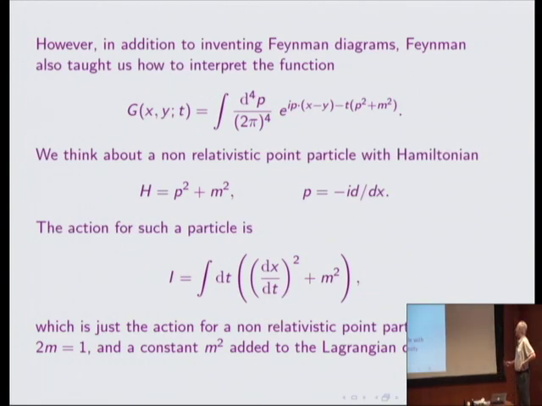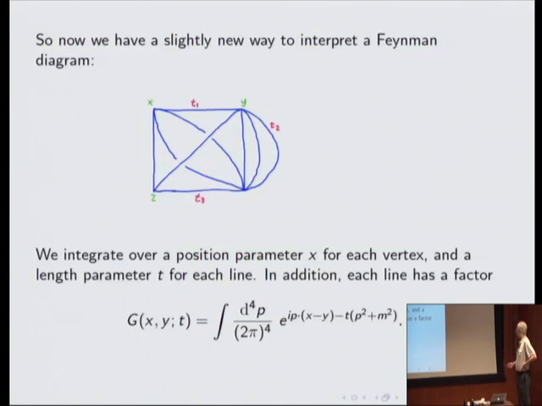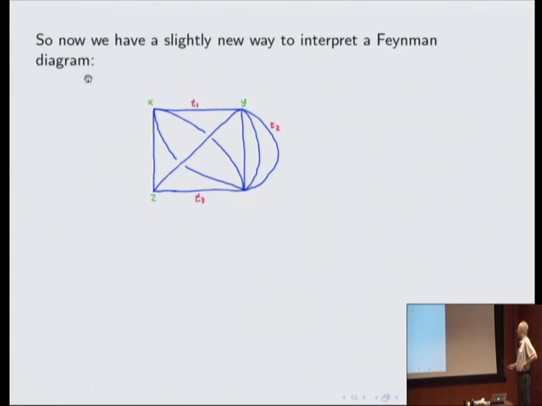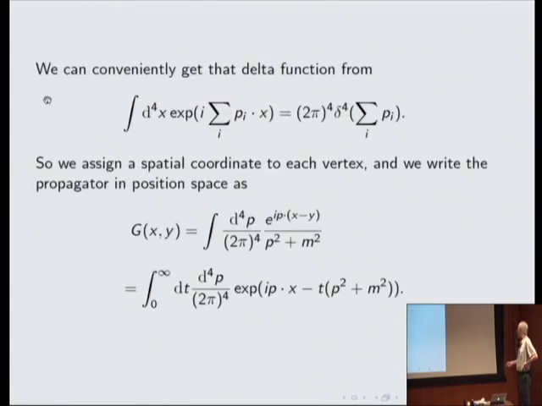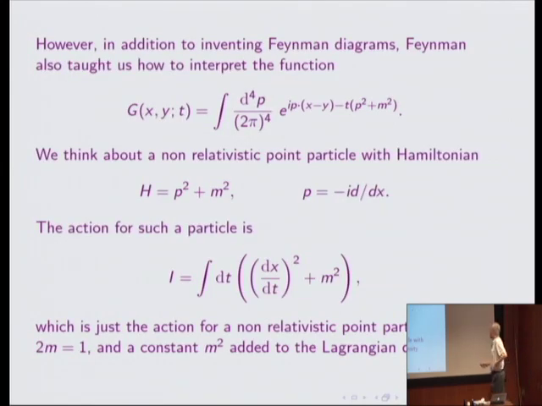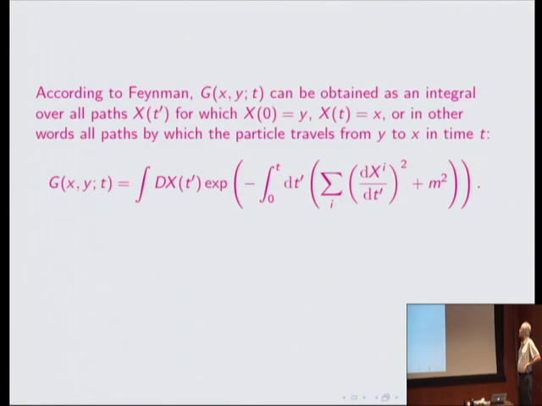So then Feynman would say that this propagator, before integrating over t, what's really usually called the propagator is integrated over t. But the function that you integrate over t to get the propagator is the amplitude for a free particle with this Hamiltonian p squared plus m squared to get from y to x in a proper time t, where y and x are points in space-time, not in space. And now this is Feynman's basic insight. G of x, y, and t can be obtained as an integral over all paths by which the particle could have gotten from y to x in time t.